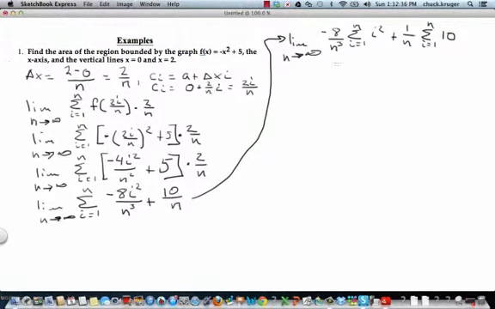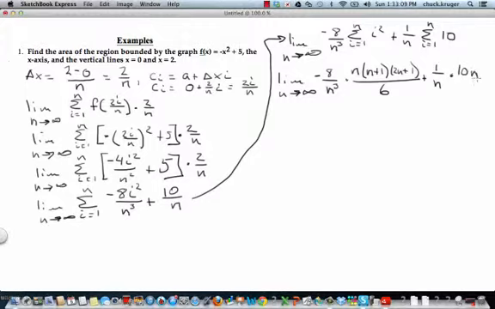Alright, so now I can do my substitution of my explicit representation for the summation. In other words, I'm going to have negative 8 over n cubed times n times n plus 1 times 2n plus 1, all over 6, plus 1 over n times, again I multiply these two when I have a constant, so I have 10n.